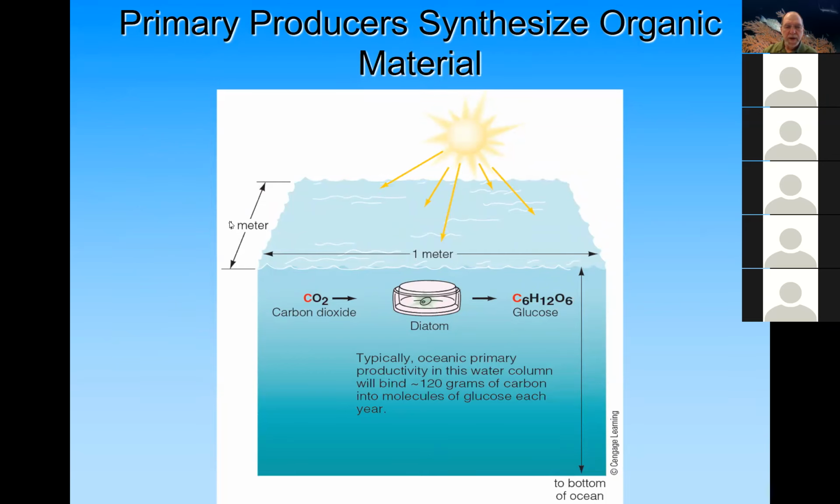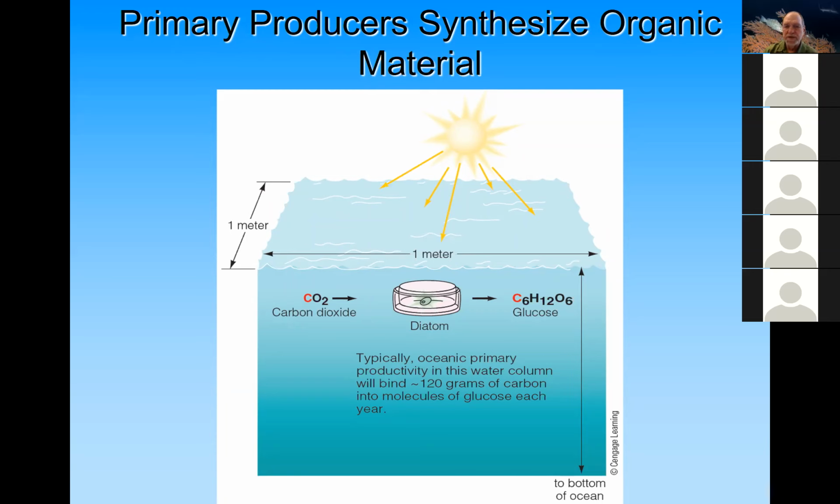This diagram is sort of encapsulating what I was talking about. We have one square meter of ocean surface, and that square meter is receiving sunlight depending on latitude and season. And that availability of sunlight, of course, is one of the principal limiting factors. Using the energy from the sun in photosynthetic metabolic pathways, planktonic primary producers are able to take carbon from carbon dioxide and fix it as glucose. Typically, ocean primary productivity in the water column fixes about 120 grams of carbon into molecules of glucose every year. So about 120 grams of carbon per square meter per year is a typical metric of ocean primary production, averaged globally.